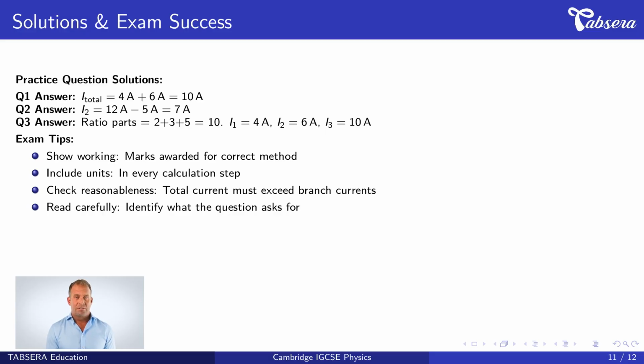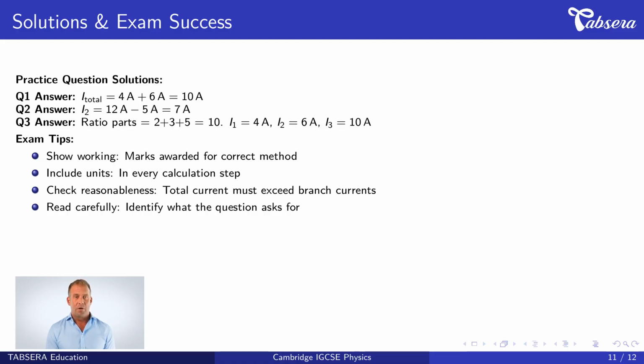Let's review the solutions systematically. For question 1, the answer is 10 amperes. We add 4 amperes plus 6 amperes to get 10 amperes total current. This demonstrates direct application of current addition in parallel circuits. For question 2, we find 7 amperes in branch 2. Using current conservation, 12 amperes total minus 5 amperes in branch 1 equals 7 amperes in branch 2. This shows how to find unknown currents using subtraction.